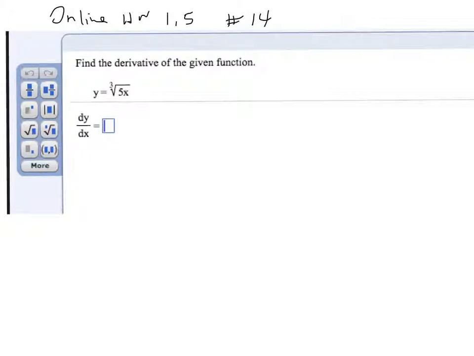So in number 14, we have a good example of that because we have something with the cube root with a 5x underneath. And so that by itself is not exactly what our power rule refers to. For our power rule, we like that to be a number times the power of x. And so we want to see if we can rewrite that as a number times the power of x.